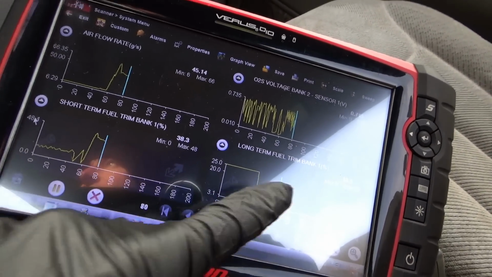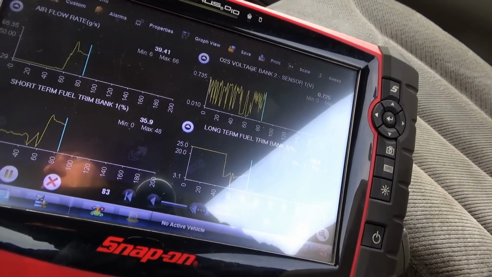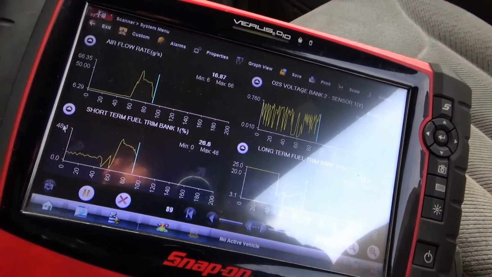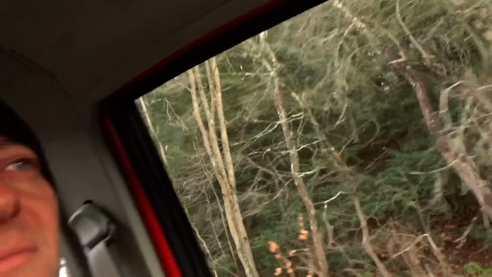Short term, 15% long term. It's learning, it's trying. But we're overall lean all the time. I mean, all the time. So we'll check fuel pressure. If fuel pressure checks out and mass airflow checks out, it's going to be a junk aftermarket Spider injector. We've seen this before on a 96 Chevy, I think C3500, same 5.7 engine, same symptoms. It was running so lean it would barely get out of its own way.